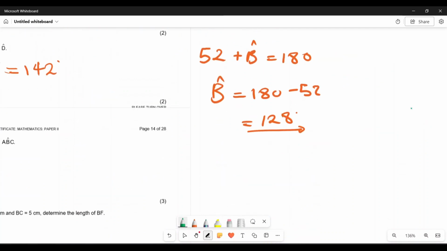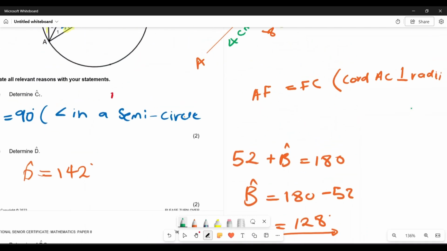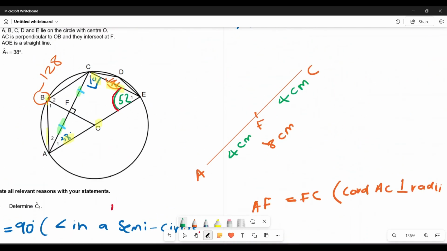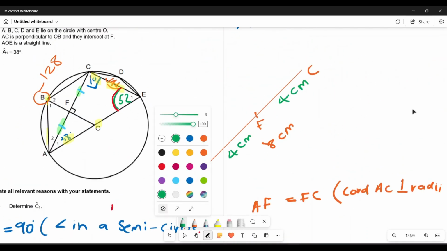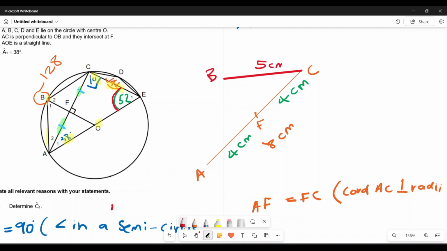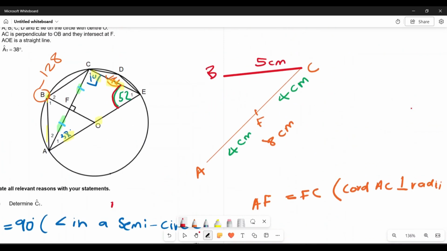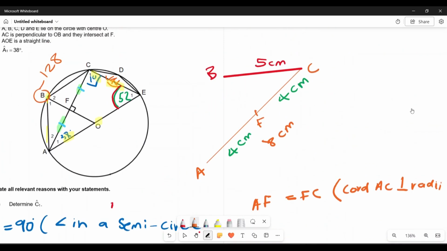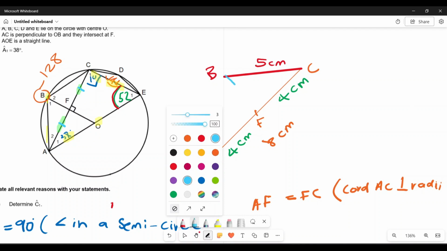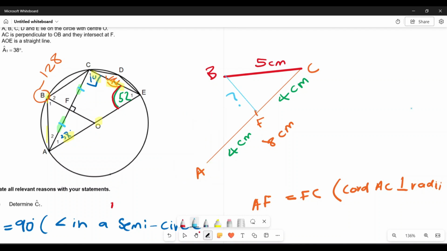Now, let's see what other information we are given. We're given BC as 5 centimeters. Now, let me try and draw my BC. If I start here, this is my B, and BC is given as 5 centimeters. Let me confirm. Yes, now we need to determine the length of BF, so this length right over here. Let me draw my line BF. So we need to find this length, BF.